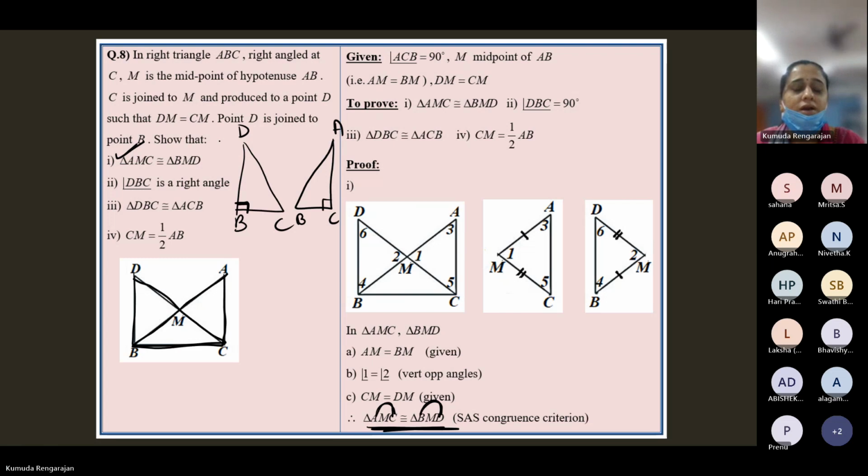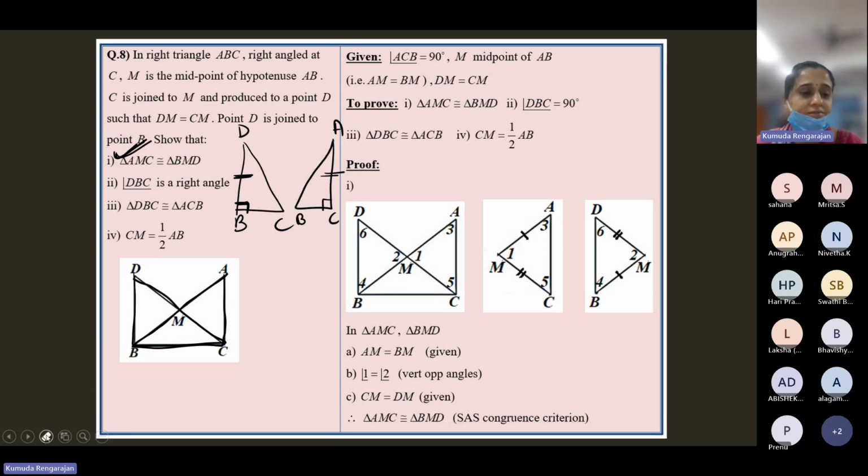So in these two triangles, DB is equal to AC is not given. We have proved that these two triangles are congruent. So by CPCT, we have this result: DB is equal to AC. See here, I'm showing you again. DB is equal to AC, CPCT.